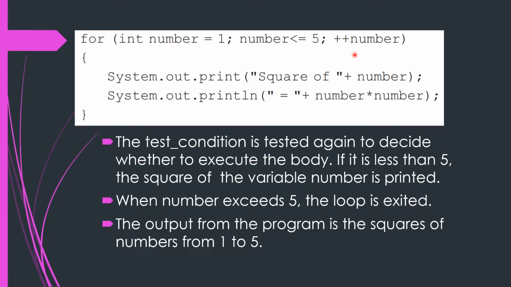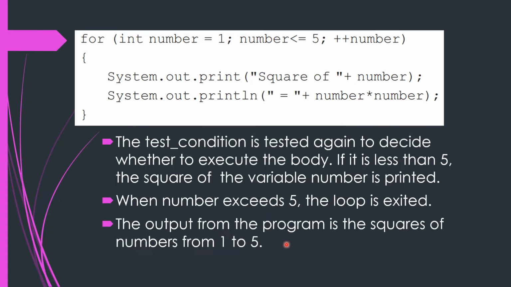Now, there will come a time when the number will exceed 5, because when we increment number by 1, then 1 plus 1 is 2, 2 plus 1 is 3, 3 plus 1 is 4, 4 plus 1 is 5. Till here the number was equal to 5, but after that 5 plus 1 is 6. It will be exceeding 5. So in that case, because the test condition is not true, the loop will be exited. And when the loop exits, no statement will be printed afterwards.